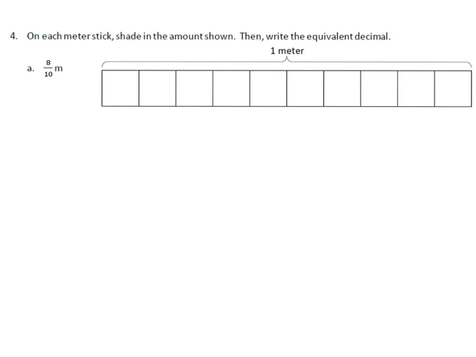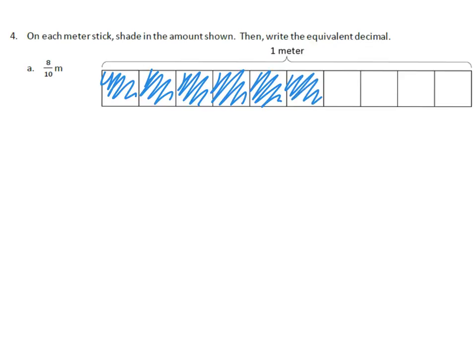Look at number 4. It says on each meter stick to shade in the amount shown, then write the equivalent decimal. So they gave us the decimal or fraction, and now we have to do the drawing. So look at letter A. We have 8 tenths, so we are going to shade in 8 of the blocks.